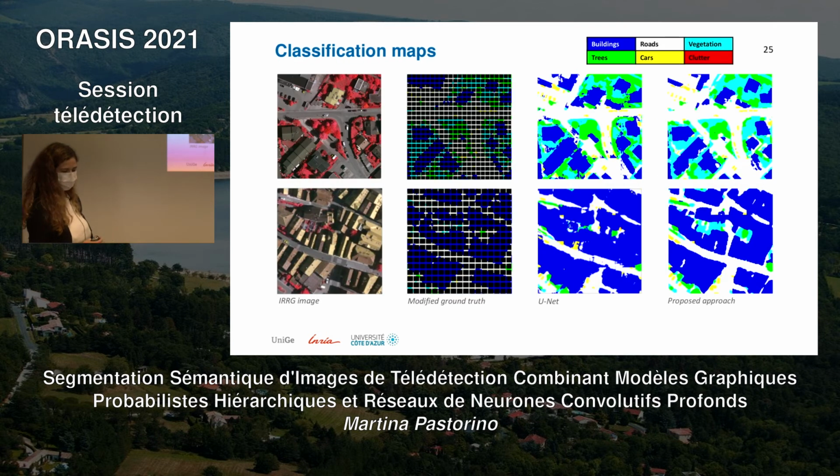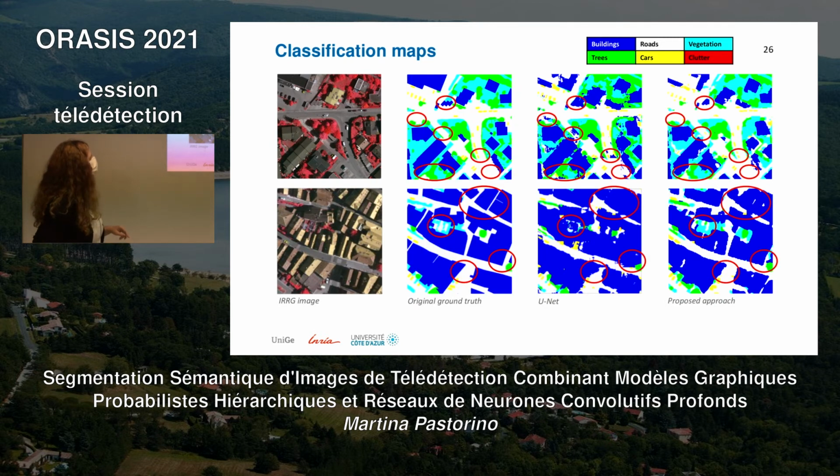Now, these are qualitative results of the proposed technique in case of 70% of removed labeled pixels in blocks, as we can see in the second column. And here is the comparison with the original ground truth.